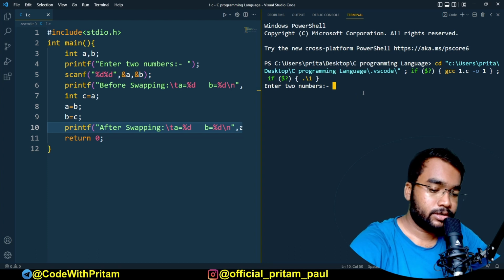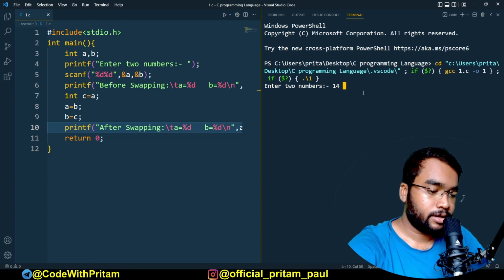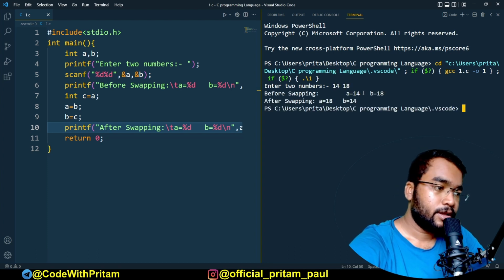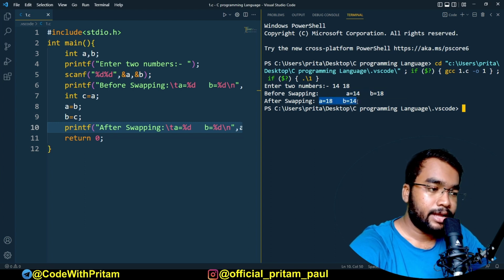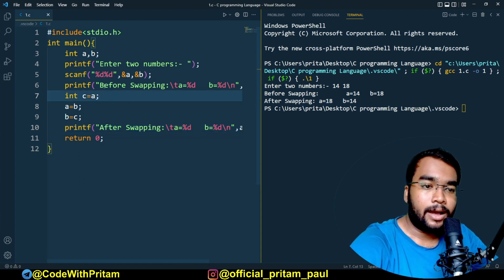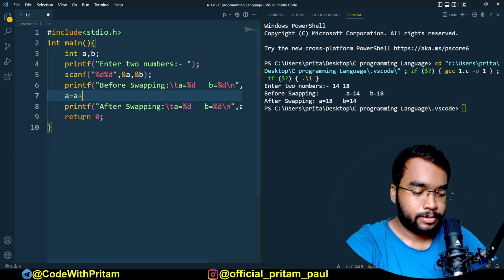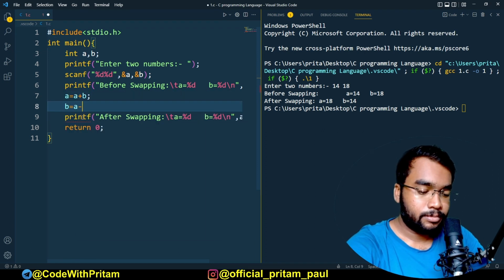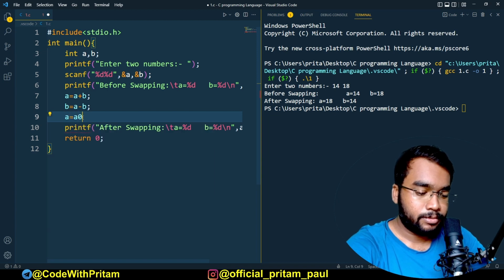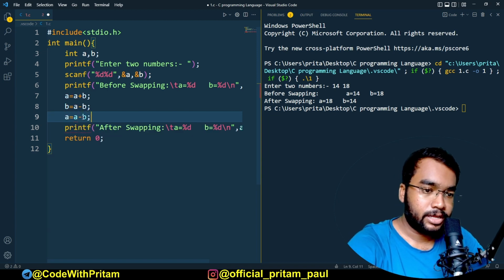Enter two numbers. I have 14 and then 18. Before swapping, a equal to 14, b equal to 18, and after swapping it is a equal to 18 and b equal to 14. So yeah, now let us implement the other algorithm. a equal to a plus b, then b equal to a minus b, and then a equal to a minus b.